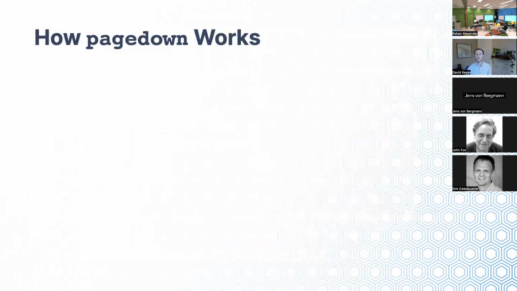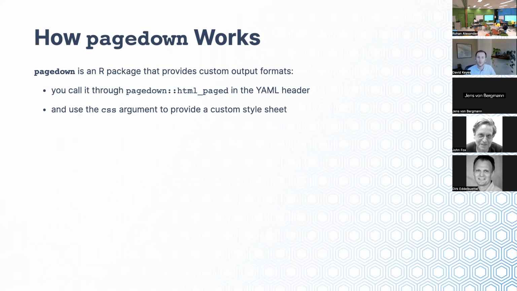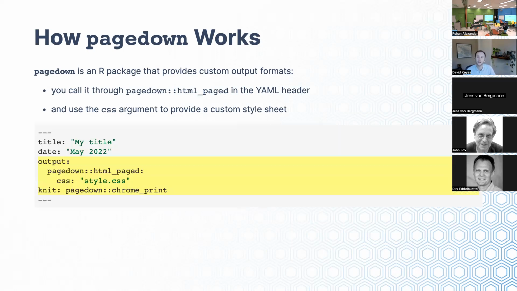So let's talk briefly about how pagedown works, and then I'll actually demo it so you can get a sense. Pagedown is an R package that provides custom output formats. You call it using pagedown::html_paged in the YAML header. And then you use the CSS argument to provide a custom style sheet. Again, I'm going to walk through this so you can see exactly how it works.